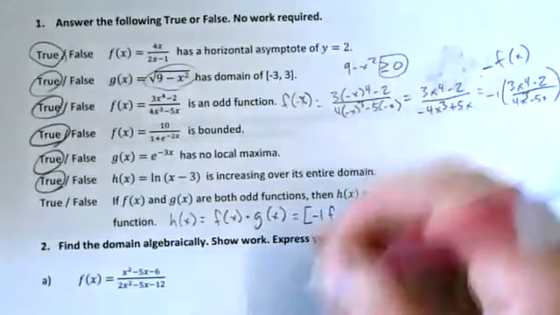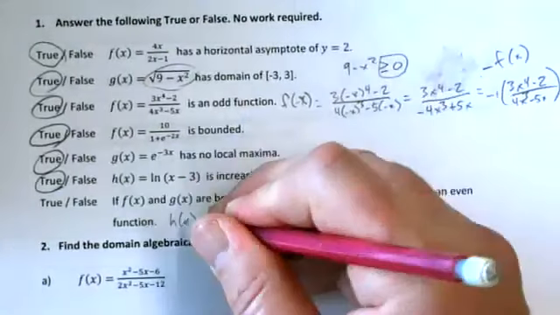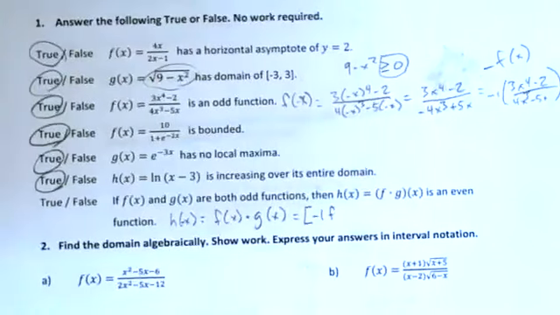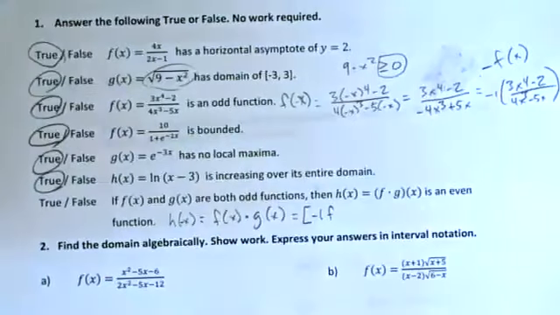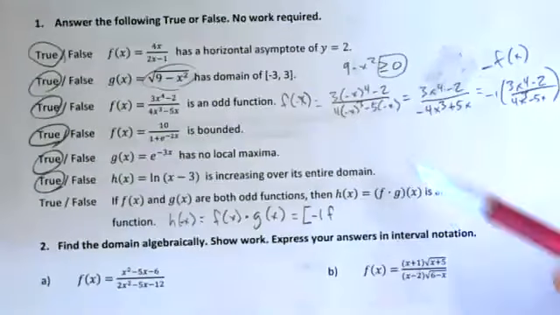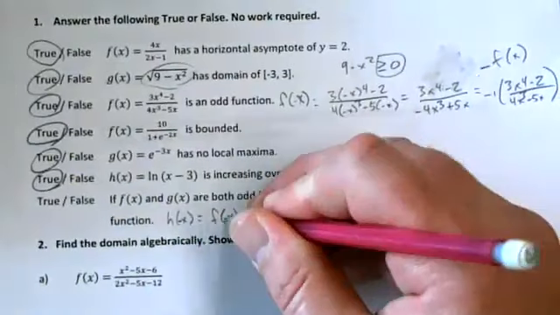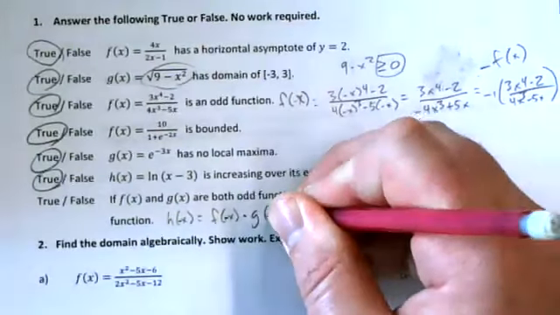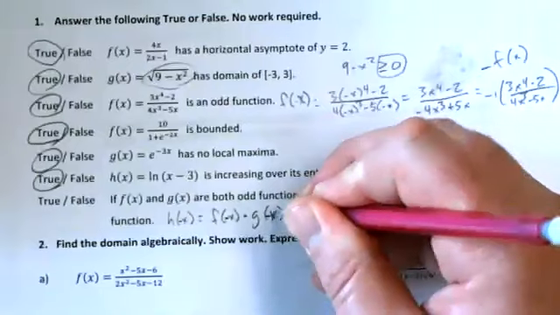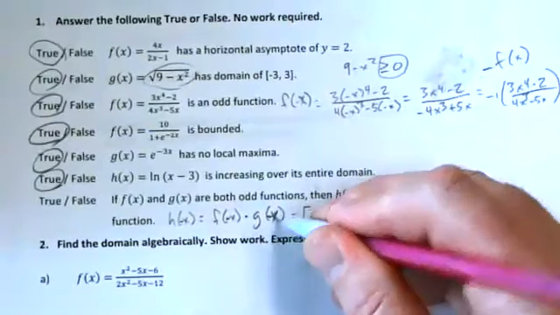Okay, hang on a second. Let me back this up. Let's do h of negative x. h of negative x, because I want to see if h of x is even or odd. So I need to start with h of negative x. So I'm plugging in f of negative x and g of negative x. This says it's a product.